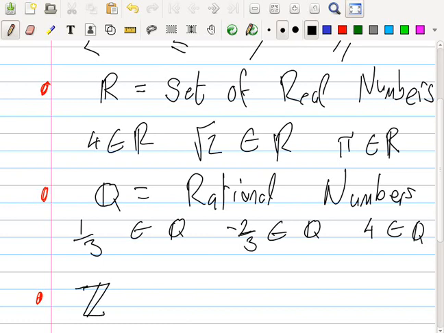Okay, next one now. Does anyone know this Z here? What is it? Integers, yeah. In other words, all the positive and negative whole numbers. So like 0, plus and minus 1, plus and minus 2, plus and minus 3, and so on.